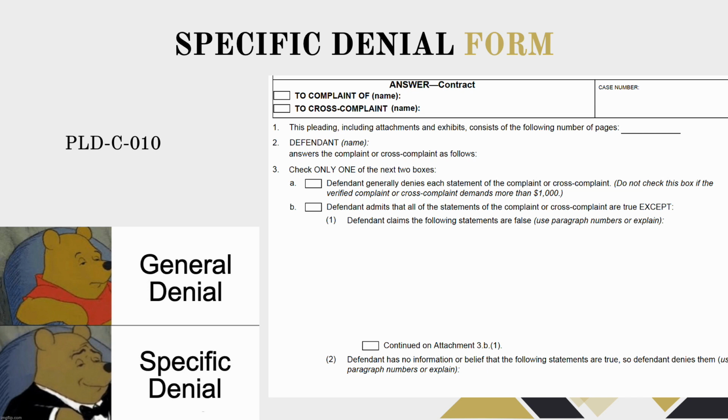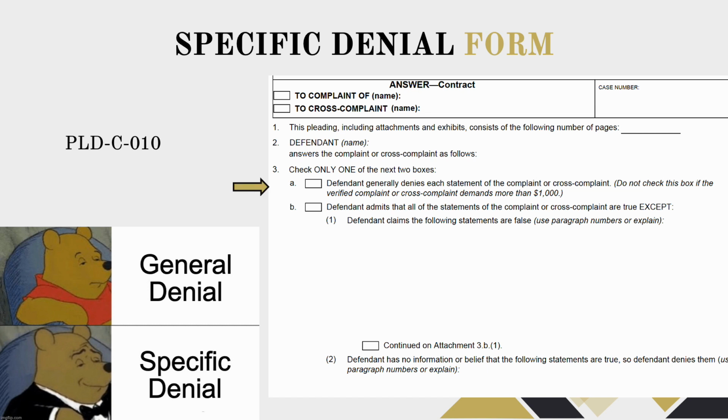Just like a general denial, a specific denial can also be done using a form. In this example, I'm using the answer for a contract complaint, Form PLD-C-010. The form contains all the necessary elements of a denial. The first is the denial of the allegation, and we can see the characteristics of a specific denial in accordance with California Code of Civil Procedure 431.30(f) from the previous slide.